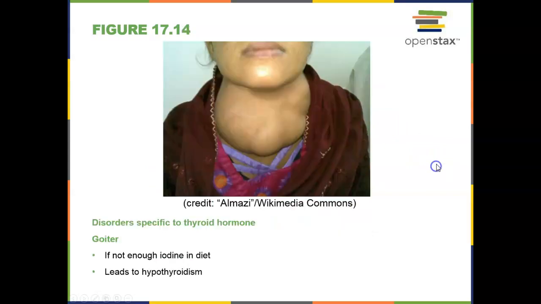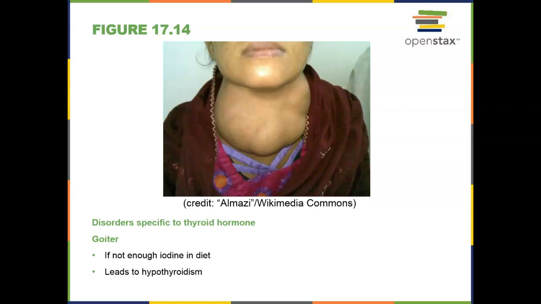Negative feedback, classic. So disorders of the thyroid gland. One of those disorders is a goiter. There are two types of goiters. Your book doesn't really talk about the two types of goiters. The most common goiter is associated with low iodine levels.